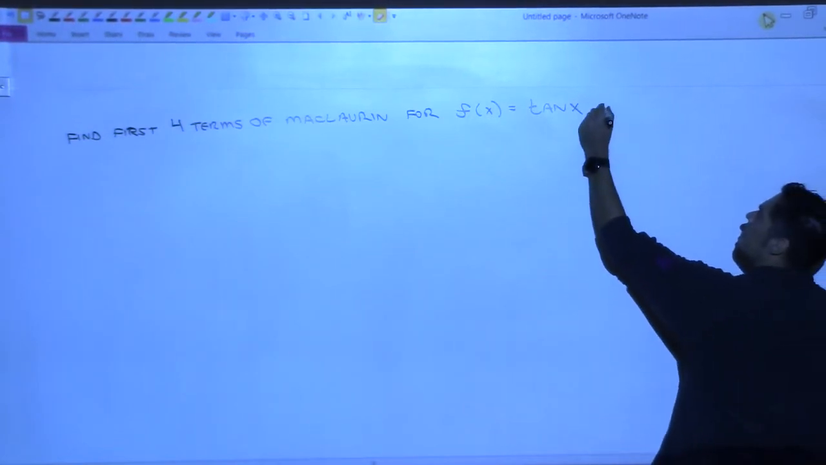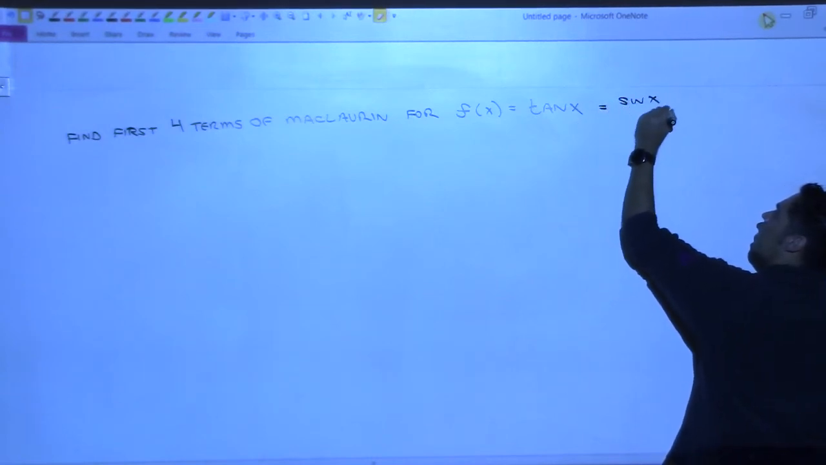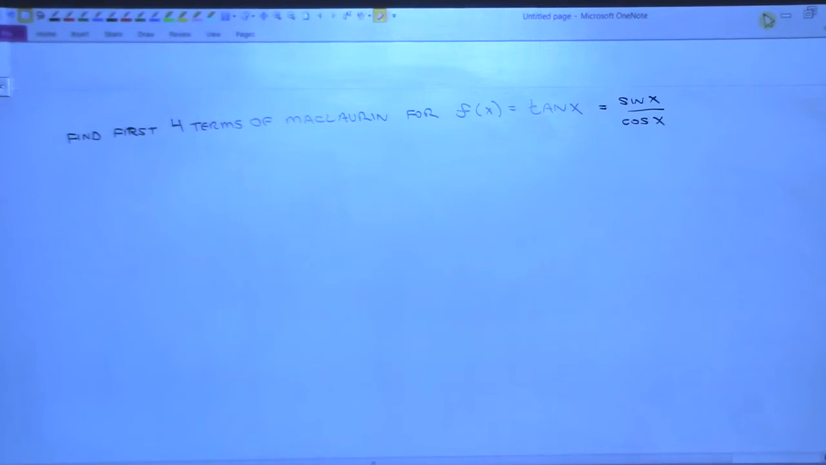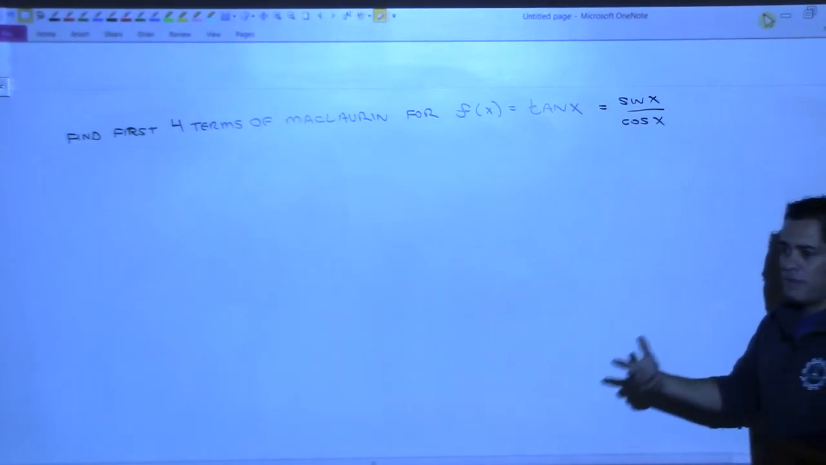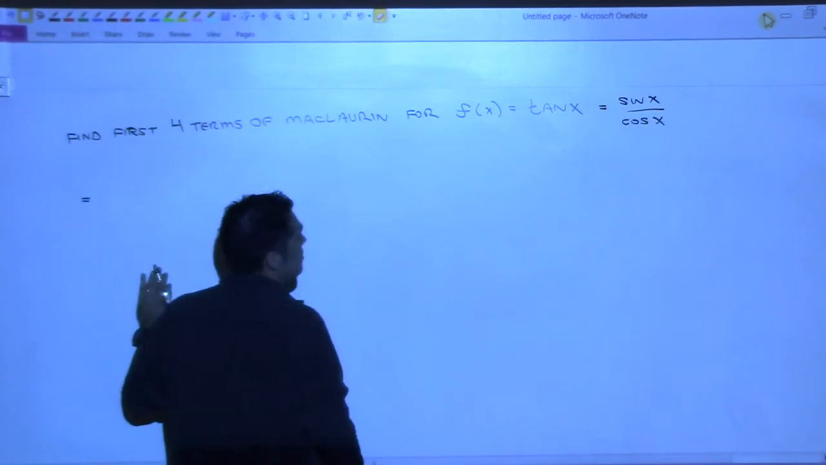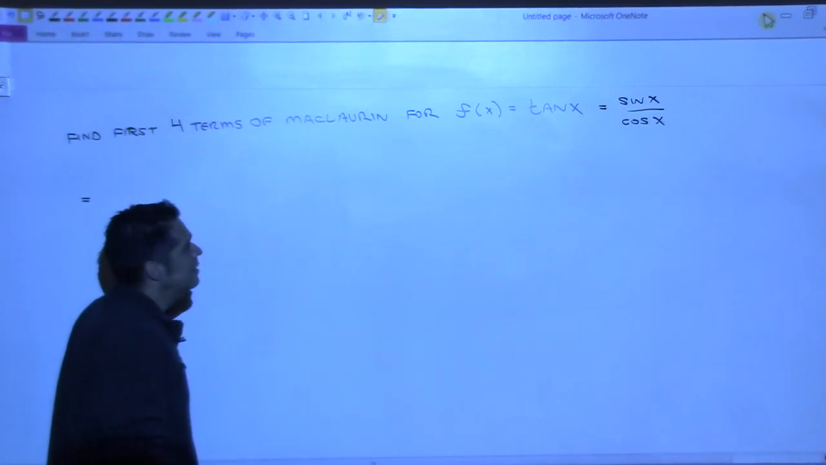But tangent is sine divided by cosine, isn't it? And you have Maclaurin series for those. So the question becomes, how can you divide 2 power series? We just multiplied 2 power series, right? How do you divide them? So wouldn't that be the same as, okay, what's the Maclaurin series for sine?